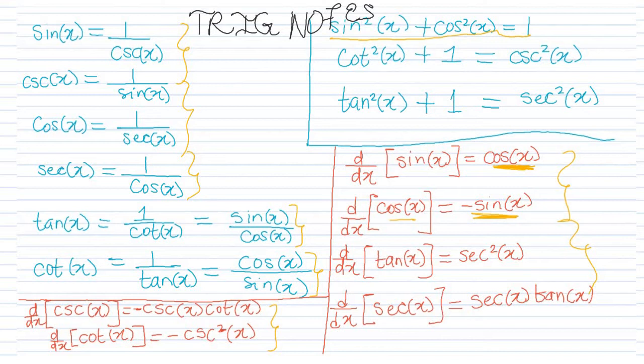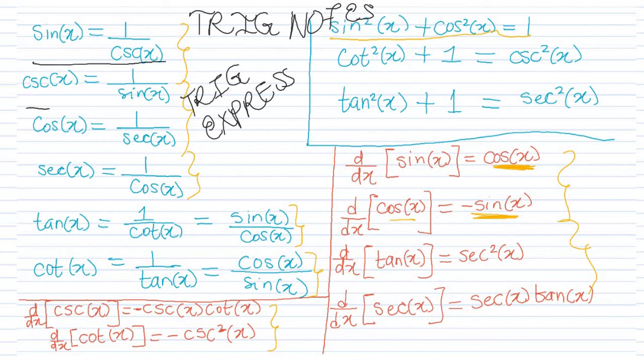On the left hand side of this Trig Notes, everything written in blue shows trig expressions, which involve how a trig function relates to another trig function. So you can see here that sine x relates to cosecant x, and their relationship involves reciprocality. The same way cosine x and secant x are related through reciprocality, and the same way tan x and cotangent x are related through reciprocality.